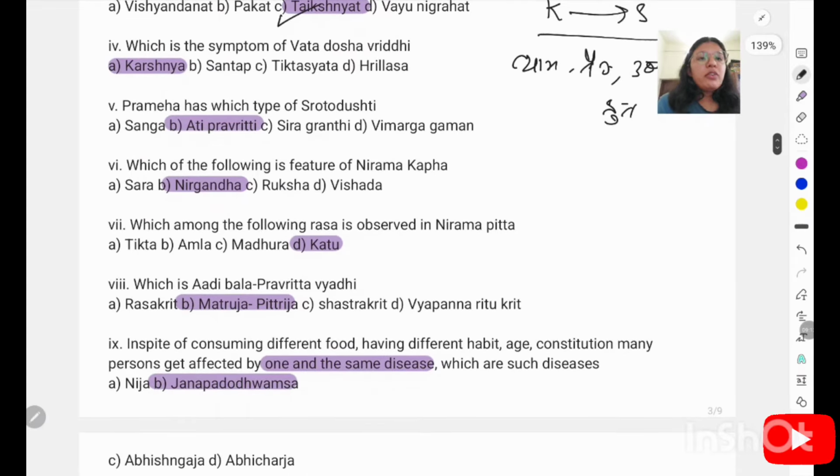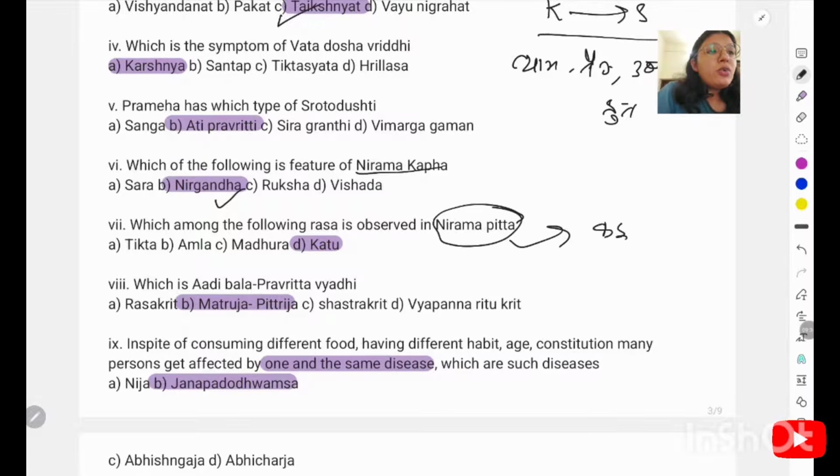Which of the following is a symptom of Vata Vriddhi? Kasharnam, blackish discoloration. Prameya has which type of Srota Doshti? It has Ati Pravarti, because polyuria is there. Then which of the following is the feature in the Nirama Kapha? So Nirama Kapha is Gandha Rahita. Which among the following rasa is observed in Nirama Pitta? Pitta has Amla Katu as a rasa in Nirama Avastha. So right answer will be the D option.